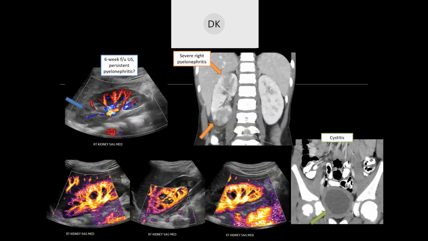But when we use the microvascular flow, you can see that area really fills in nicely here, and there's no evidence of residual pyelonephritis. The only thing you see that's not perfusing are the renal pyramids, which normally are not very vascular. So great use of microvascular flow to exclude the diagnosis of pyelonephritis here.